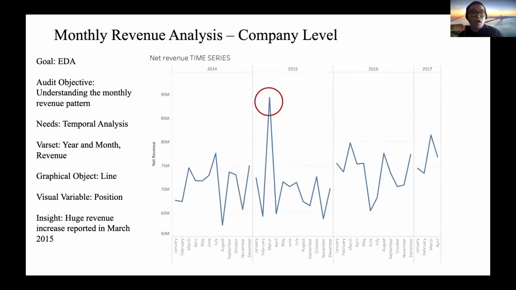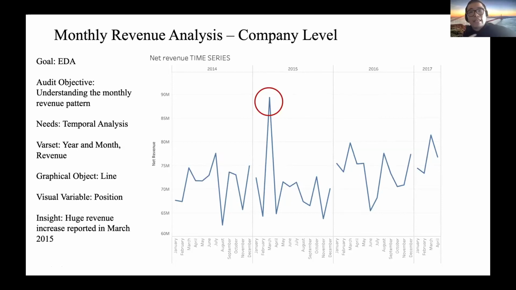So this is the first graph we generate. It's a line chart because the need is temporal analysis, and we believe a line chart is suitable here. We got an insight here. We find that huge revenue increases were reported in March 2015. So this is the first insight we got from this first graph.